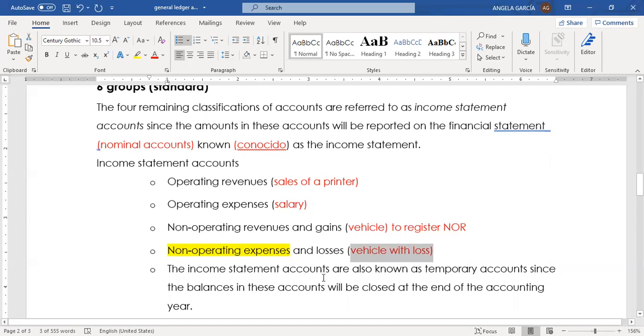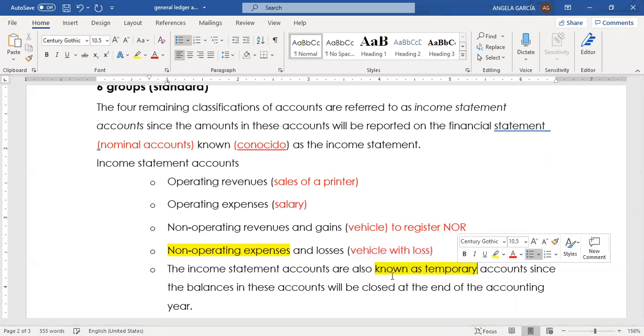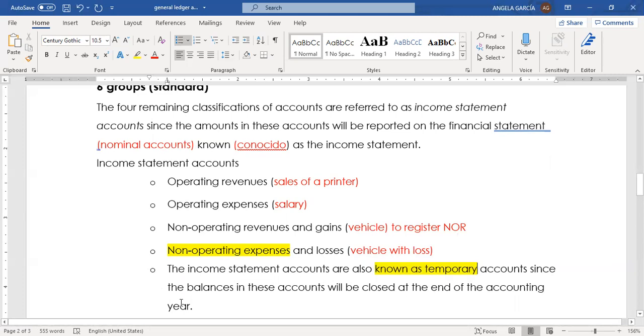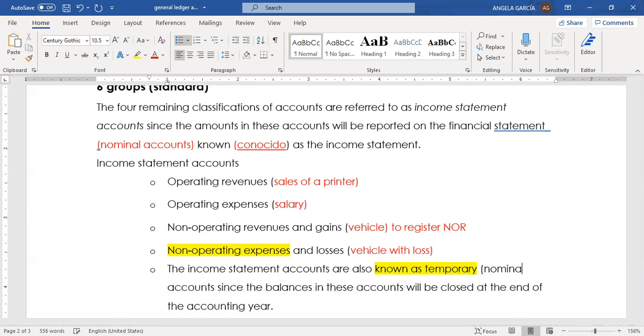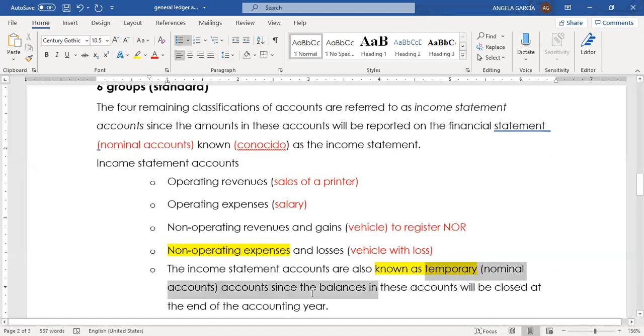The income statement accounts are also known as temporary accounts. So it means temporary because they are nominal accounts. So that's why they are called temporary accounts. Since the balances in these accounts will be closed, it means that you have the nominal accounts that you are closing at the end of the period.